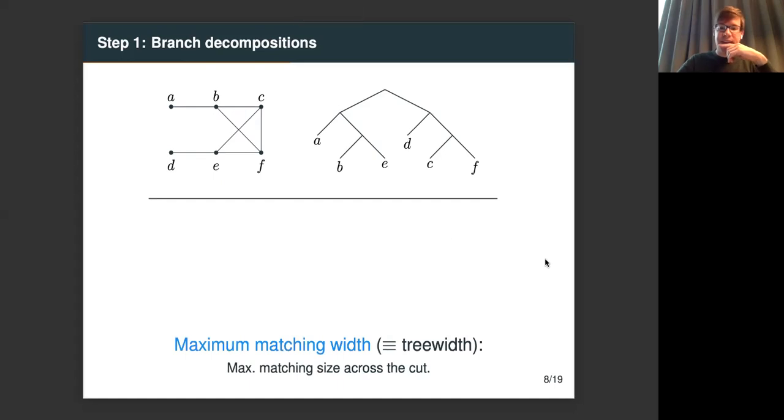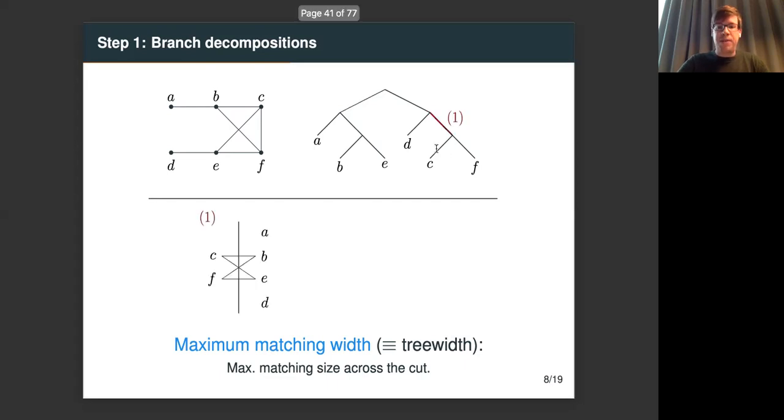Okay, so let's look at some width measures that are defined using these branch decompositions. One is maximum matching width, which, as the name already suggests, just counts the maximum size of any matching that goes across the cut. And you can actually show that this is asymptotically equivalent to treewidth.